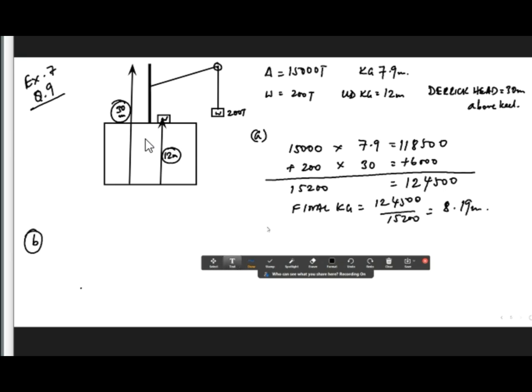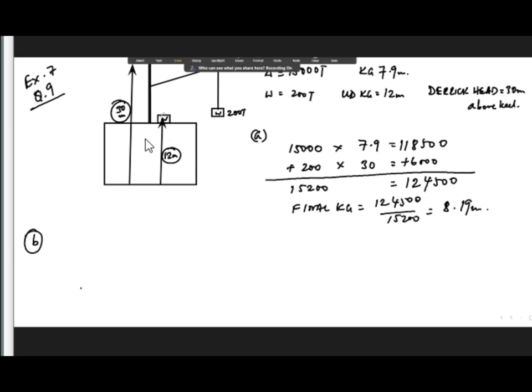Now B is the weight is going to be here, right? So there are two ways in which you can calculate. Again, I will show you both the ways.